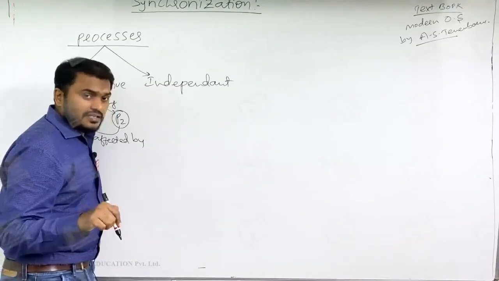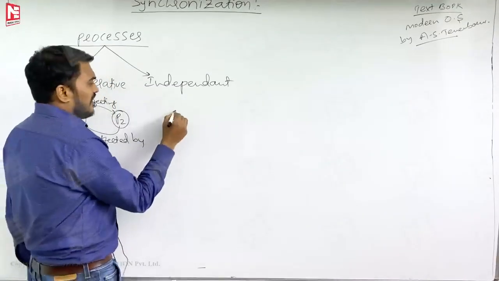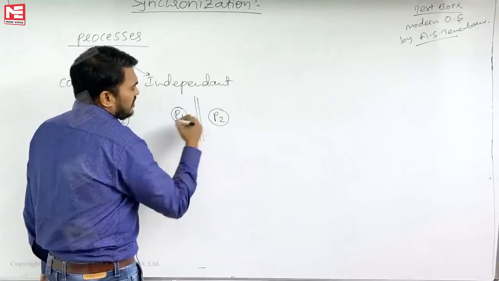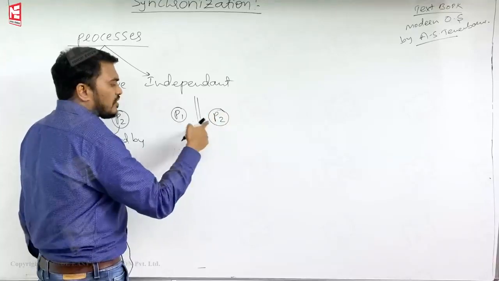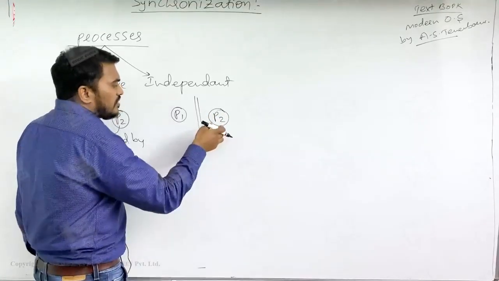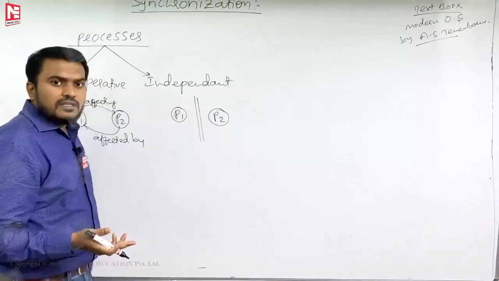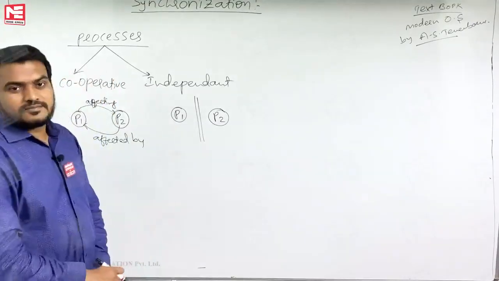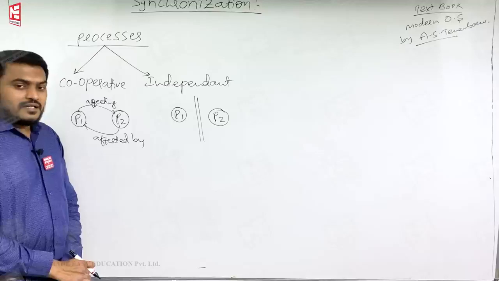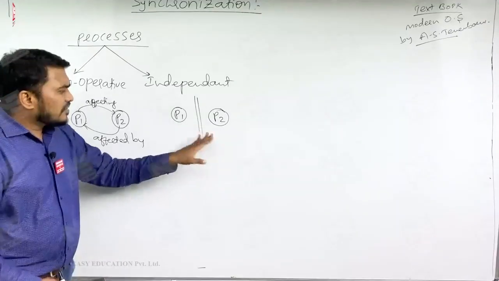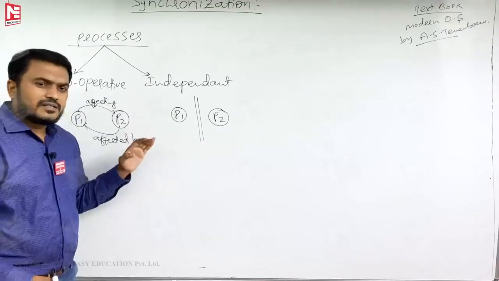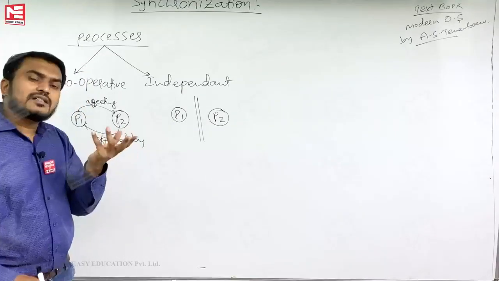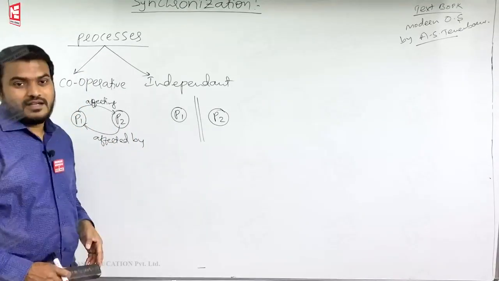Independent processes. What did you write? Independent process. What does it mean? Let's say you have process P1 and process P2. P1's execution does not affect P2 and P2's execution does not affect P1. So in that case, these processes are said to be independent processes. Yes or no? Right? It means there is no shared variable, shared resource, or shared data between the two.